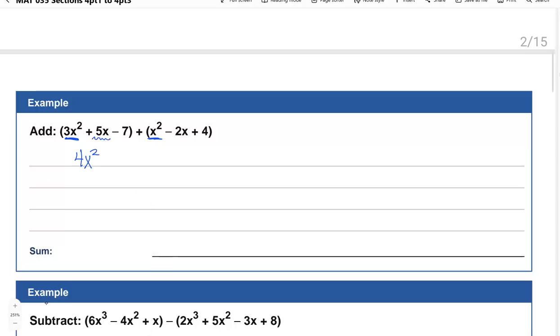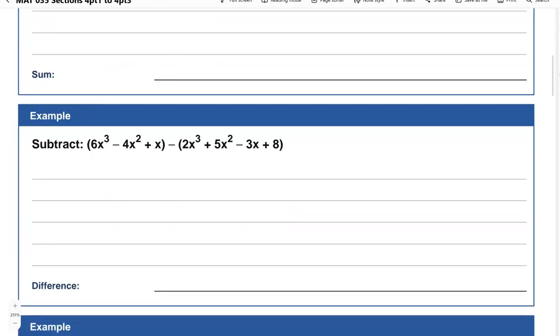And then we're going to combine x's together. So notice how I kind of squiggled under the x's because I know they're like terms. So I have 5x plus negative 2x, which gives me a 3x. And then I have just the numbers I got to put together. So I've got negative 7 plus positive 4. Negative 7 plus 4 is going to give me a negative 3. So there is my simplified version.